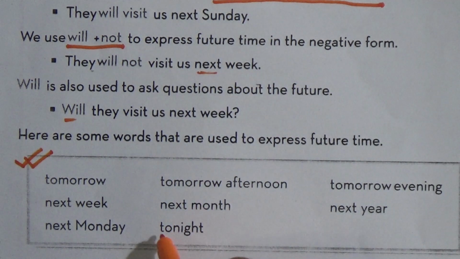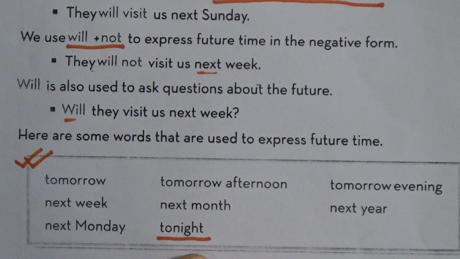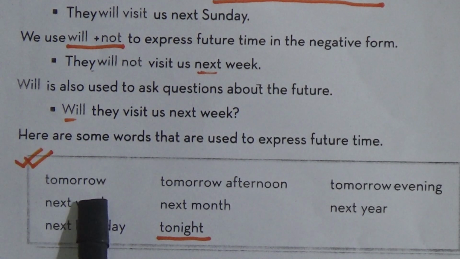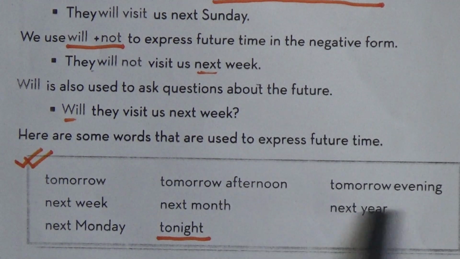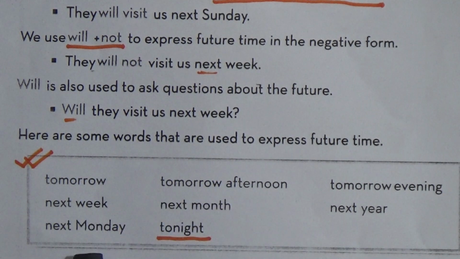This is important that you should remember very carefully that tonight is also expressing the future time. I am repeating the words again: tomorrow, tomorrow afternoon, tomorrow evening, next week, next month, next year, next Monday, and tonight.